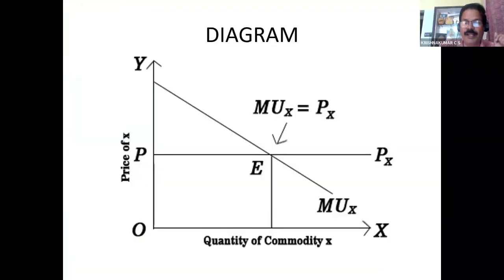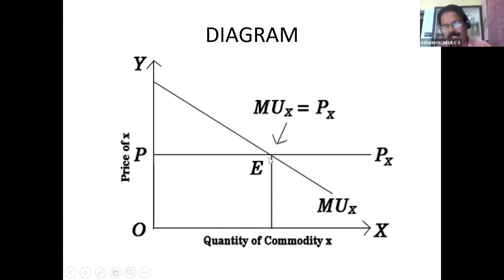Here we have the diagram. MUX is the marginal utility curve and PX is the price curve. We assume that the price remains constant, and at point D they both are equal. So the consumer will be consuming OM quantity. This is the point of equilibrium. MUX is equal to PX.